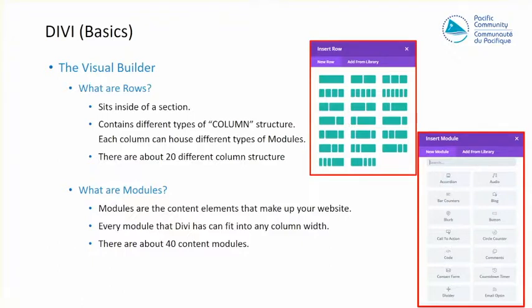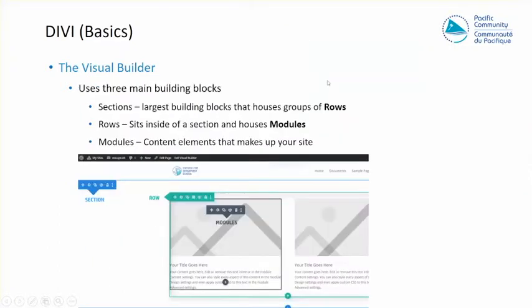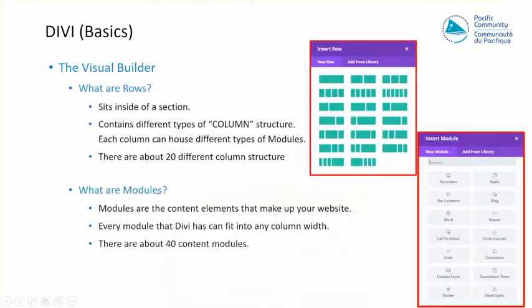After columns, we have modules. These modules actually sit inside of these rows here. These rows sit inside of sections, which are the largest building blocks. So the modules are the content elements that make up a site. Every module that Divi has can fit into any column width. And there are about 40 content modules, so you have accordions, audio, bar chart, blog, and the list goes on.